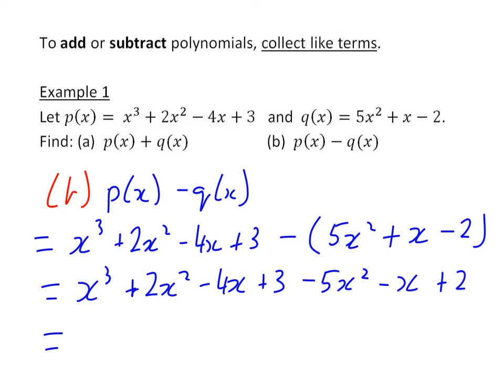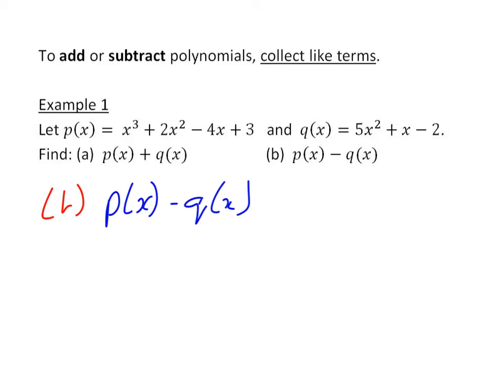So now we can go ahead and collect like terms. There's only one x cubed term. X squared, we have positive 2x squared, negative 5x squared, so 2 minus 5 is negative 3. And then our x terms, negative 4 and negative x, negative 4 minus x is negative 5x. And then our constant terms, 3 plus 2 is 5. And we can't simplify any further, so we're finished part B.